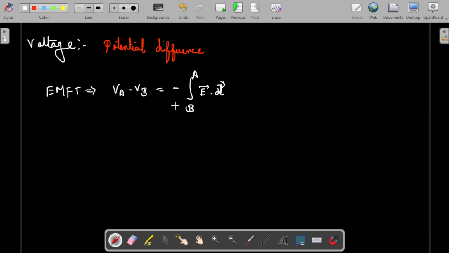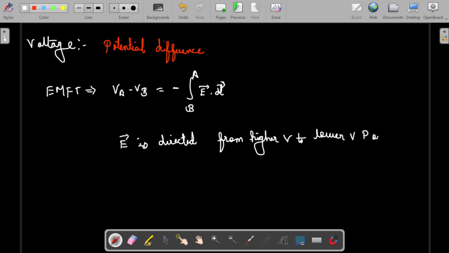Always the electric field is directed from higher voltage to lower voltage. So the electric field is directed from the higher voltage potential point to the lower voltage potential point. The E can also be written as the negative gradient of V. We will explain this term in EMFT, a course I will start later. For now, make a note of this one.